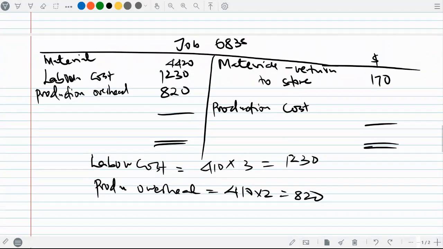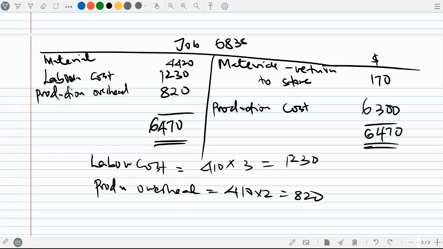So job 68.5 was the production cost for the month. First, what was the total? 6470. There was 300 less, so the production cost therefore comes to 6300. That's part A.